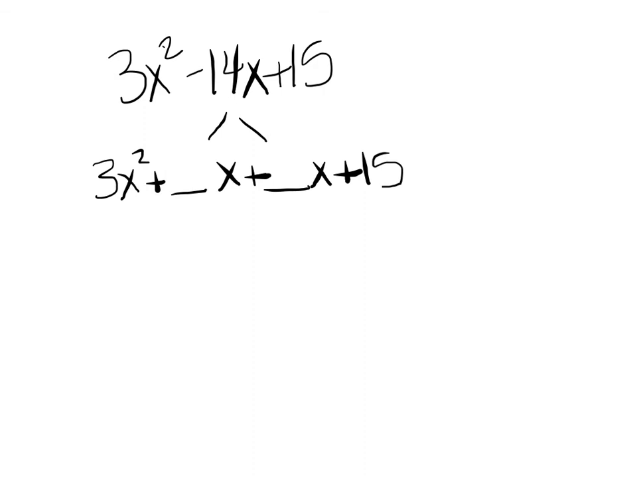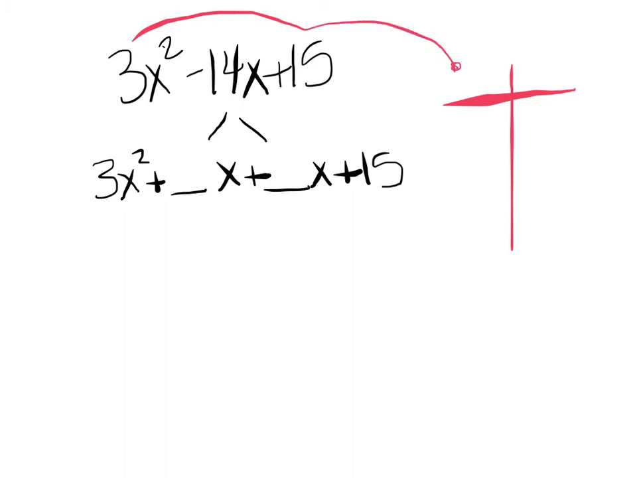Now we need to make our little multiplication adding table. We need these numbers to multiply to be the product of these, which is 45. And we need our numbers to add together to be negative 14. Think about the other factoring video. We're multiplying to be a positive number and adding to be a negative number. That means that they both need to be negative.